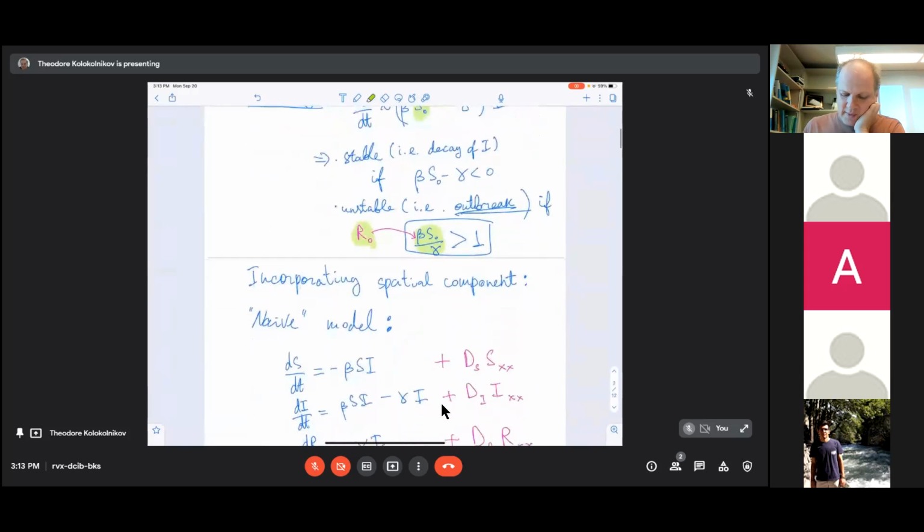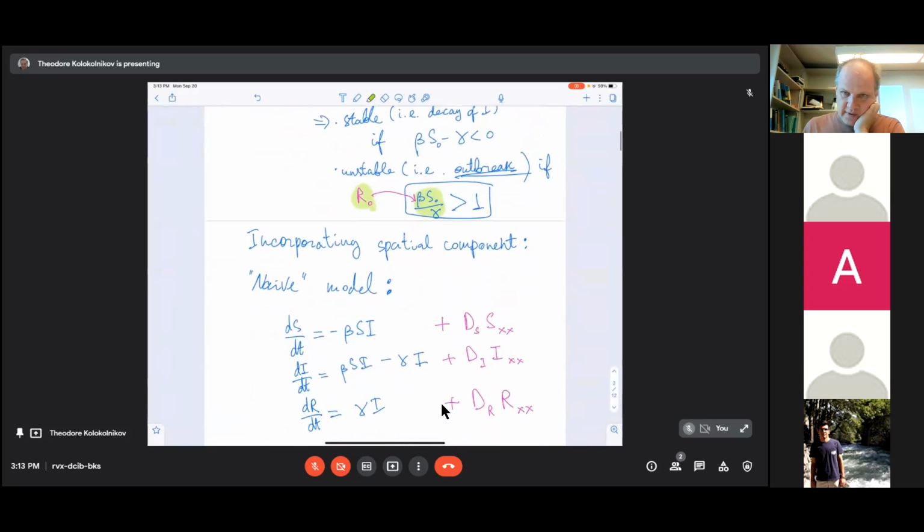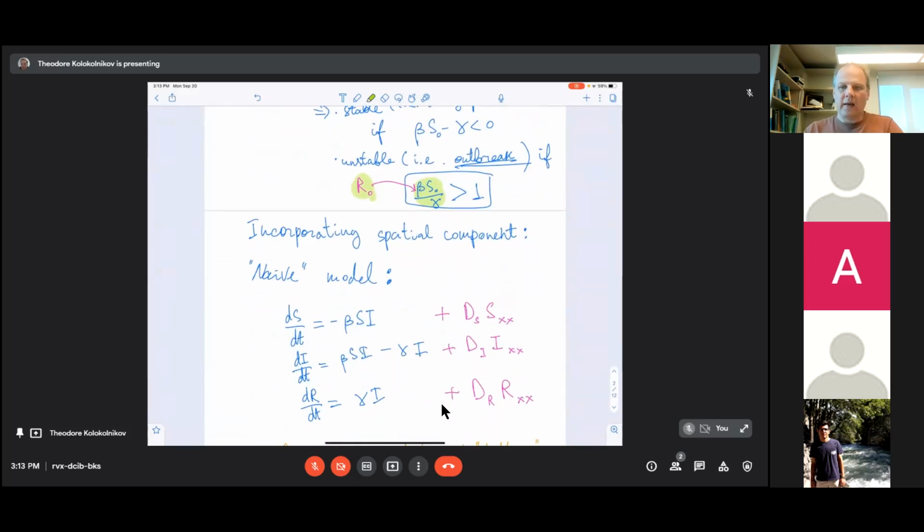Okay, so one simple way to attempt to do this, and I think there are a number of papers that do this sort of thing, is to take the basic SIR model and then introduce diffusion for each one of the components, right? So they introduce these diffusion terms here.